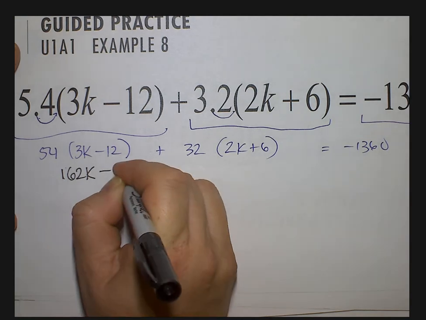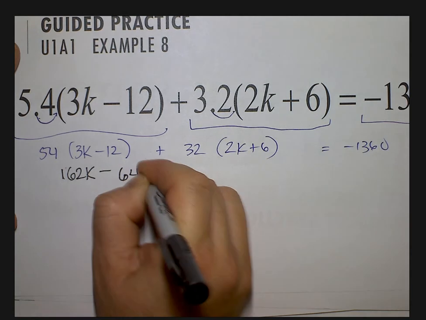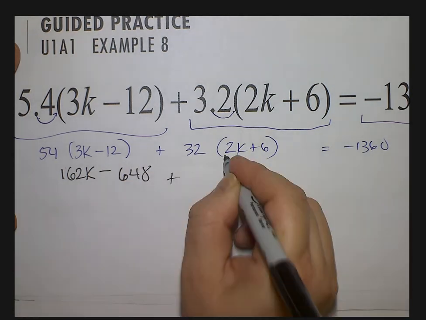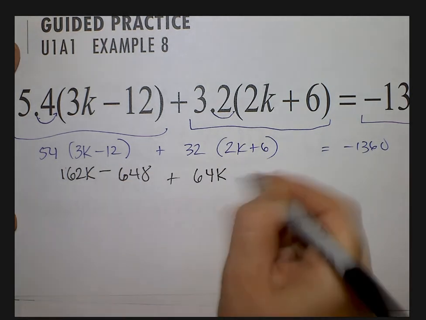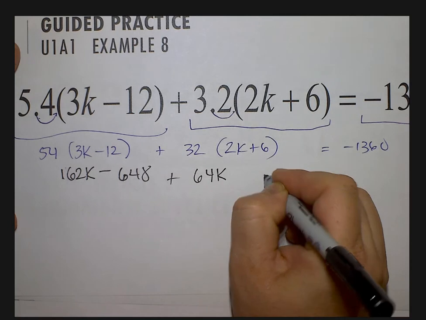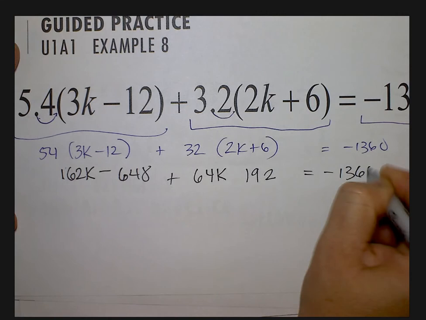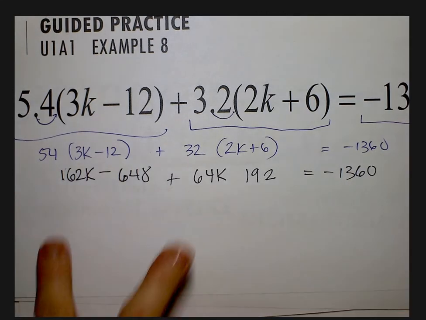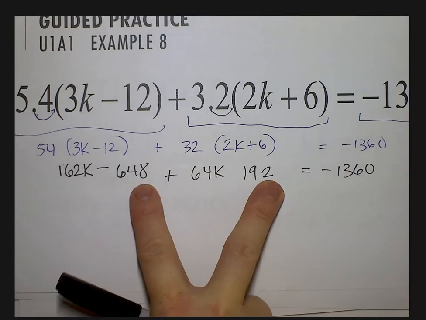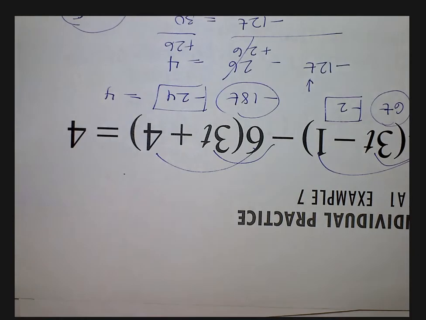648. Okay. 32 times 2 is 64, and 32 times 6 is, I think, 192. Okay, I'm going to combine like terms and keep working through the process. I'm going to flip this over just so we can see it done a little bit neater.